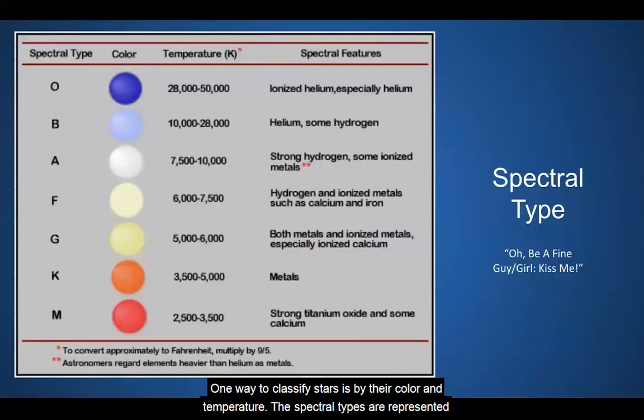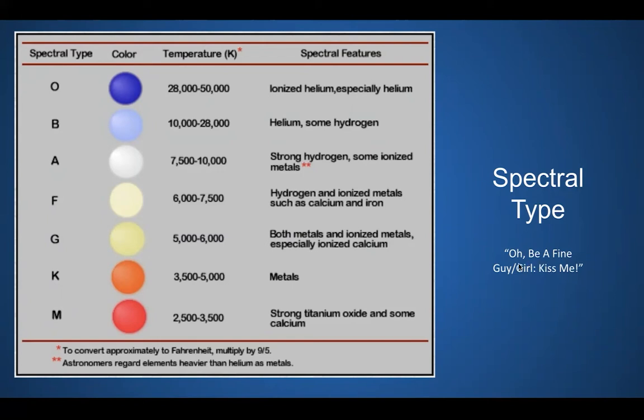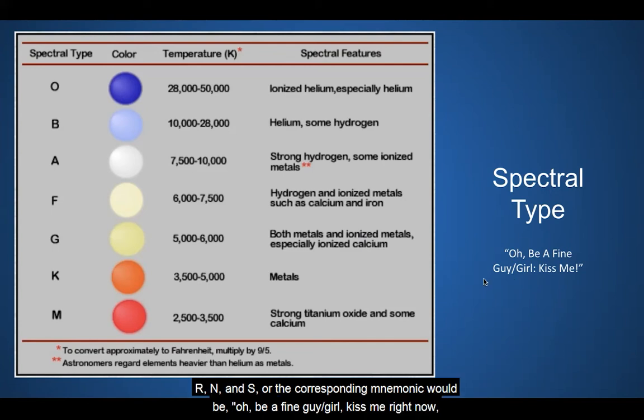One way to classify stars is by their color and temperature. The spectral types are represented by capital letters O, B, A, F, G, K, M. A common mnemonic to memorize the order of this is "Oh, be a fine guy/girl, kiss me." Since this mnemonic was created, there have been some modifications. Three additional categories are also in the scheme: R, N, and S types, which turned it into O, B, A, F, G, K, M, R, N, S.